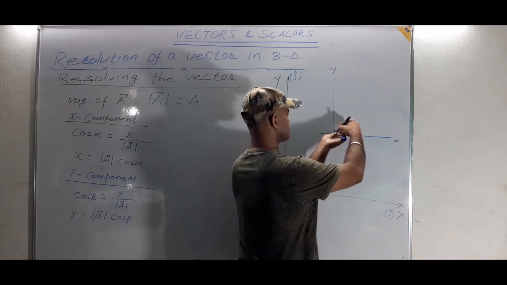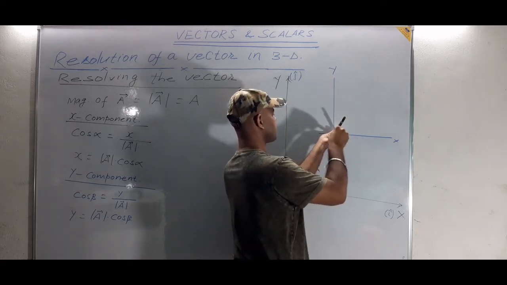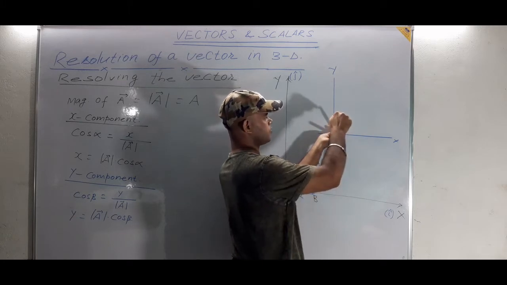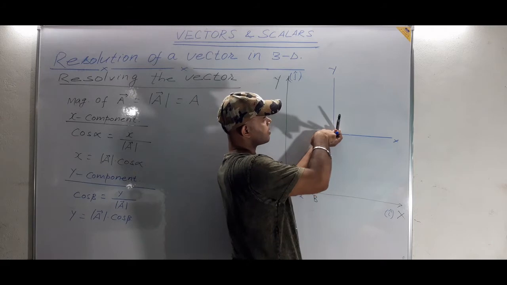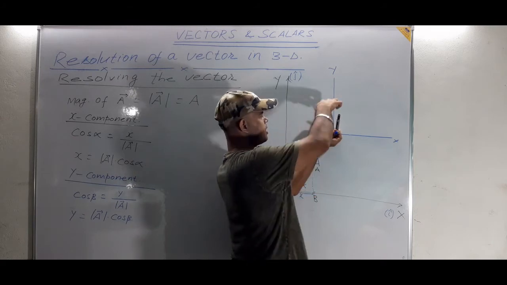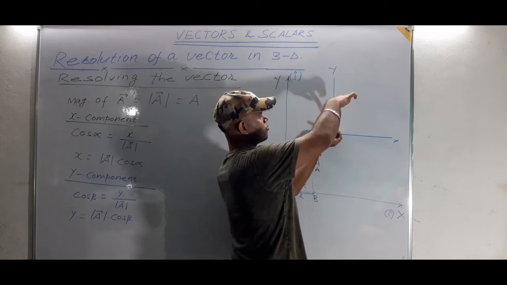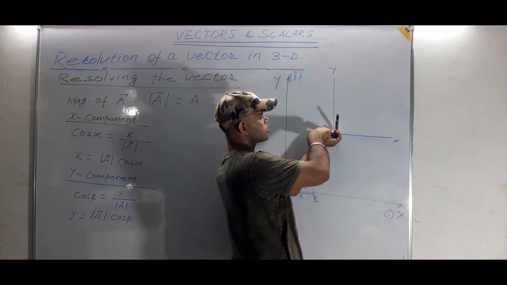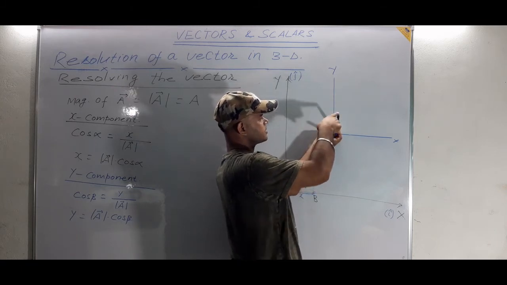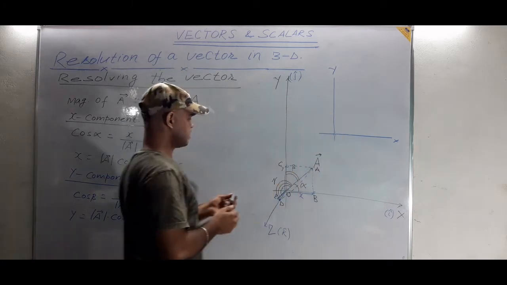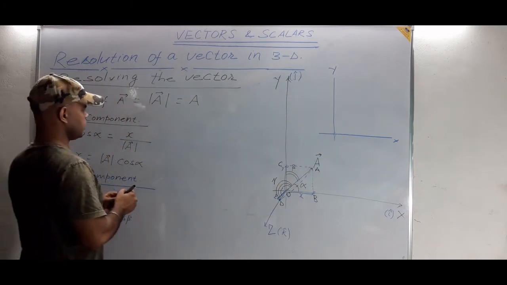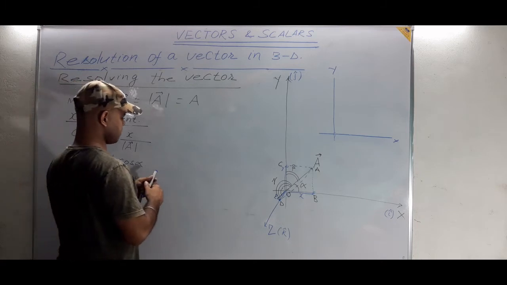Are you getting it? Let me draw it like this. This is the perpendicular, this is the vector. If you drop the perpendicular here, this angle is gamma, and this one will be the base of the right angle triangle, and this one will be the hypotenuse, right? So cos gamma will be base upon hypotenuse, same as for x and y. So here I am writing the Z component.